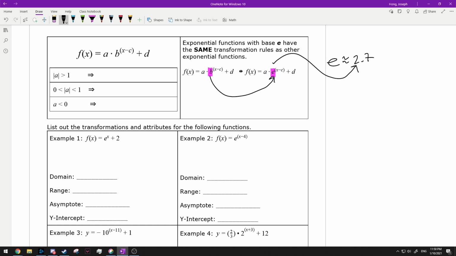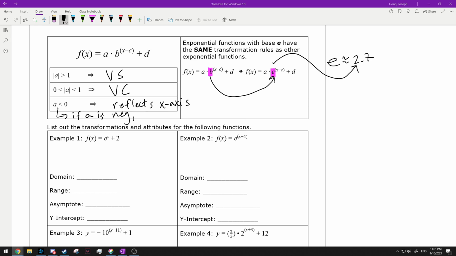So if a is greater than 1, it's a vertical stretch. If it's between 1 and 0, like a fraction, it's a vertical compression. And if a is negative, what happens? Let me put a question for the Edpuzzle here at 1620. And this reflects over the x-axis.